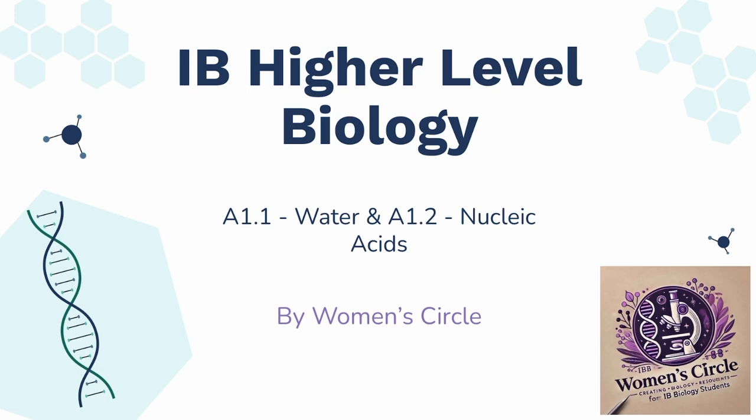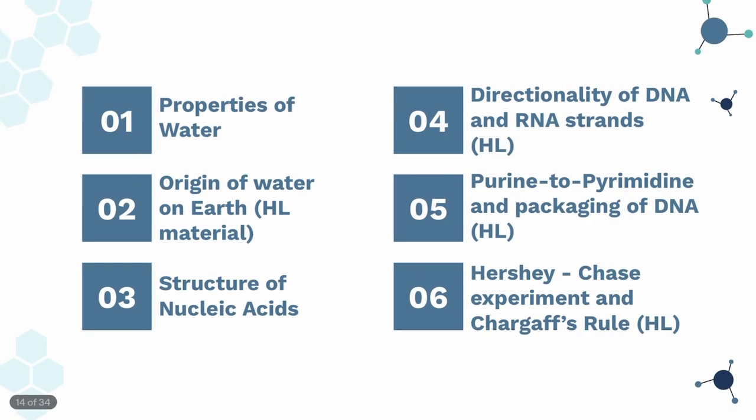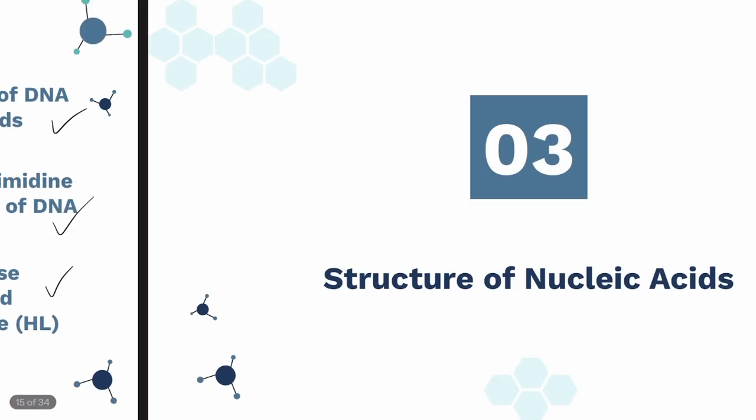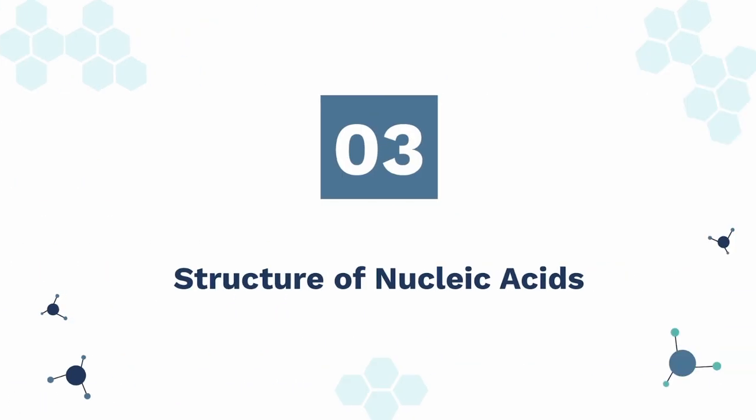Today in this video, we will talk about A1.2 nucleic acids. In the previous video, we have covered the topics properties of water and origin of water on Earth. Today, we will talk about the structure of nucleic acids, directionality of DNA and RNA strands, purine-to-pyrimidine bonding and packaging of DNA, Hershey-Chase experiment, and lastly, Chargaff's rule. So let's start by talking about structure of nucleic acids.